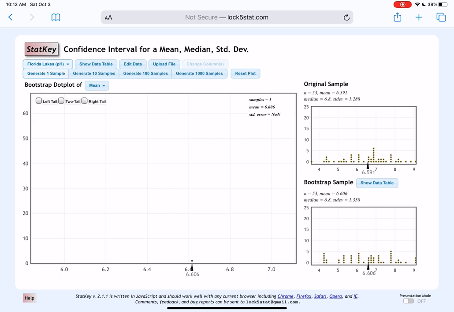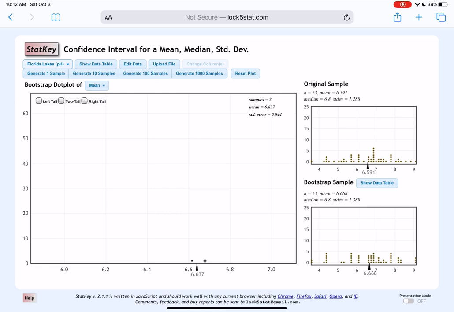So we calculate our bootstrap sample mean there, and then we're going to plot that into our bootstrap distribution. We see that that was 6.606. We're going to repeat this one more time. We see that this mean now is 6.68 for our new bootstrap sample, and that value gets plotted right in here. It's this value right here.